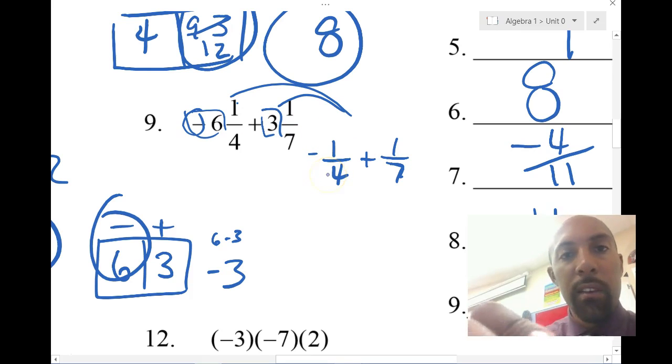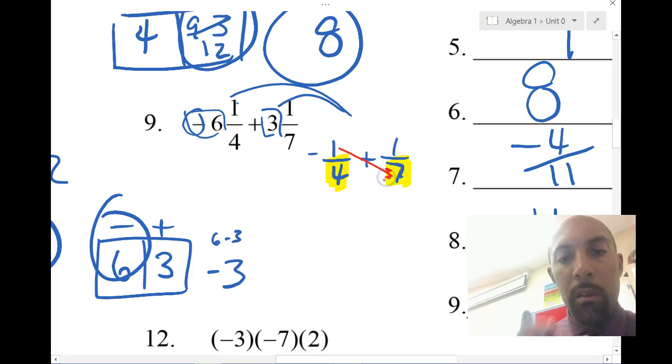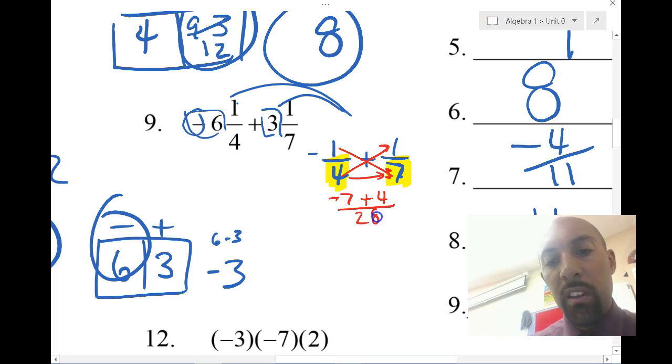Now, remember, like we said before, if the bottom is different, now we need to do arrows. Okay, so 1 times 7 is going to be 7. Then 4 times 1, remember the 1 was negative, so negative 1 times 7, negative 7. Then 4 times 1 is plus 4. Then the bottom, 4 times 7, 28. Now negative 7 plus 4 is negative 3.